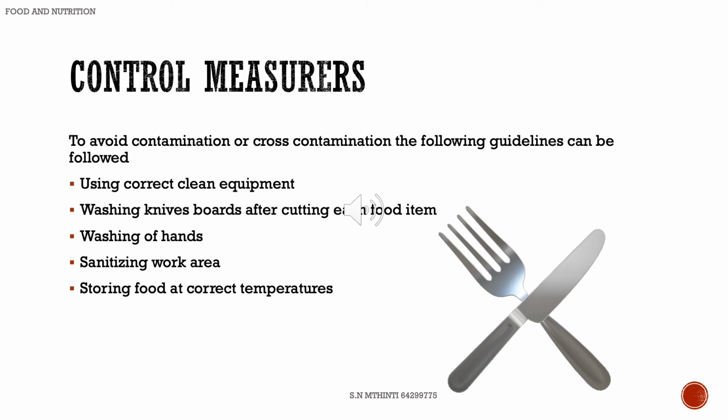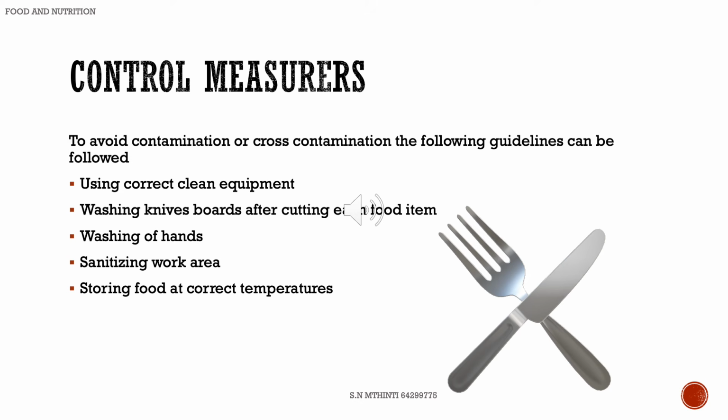Medical treatment could be antibiotics or over-the-counter medication. To avoid food poisoning or contamination, we can take the following control measures. We can use correct, clean equipment and clean equipment after we use it. We need to wash knives and boards after cutting each food item, even though you are cutting them at around the same time. It does not matter.